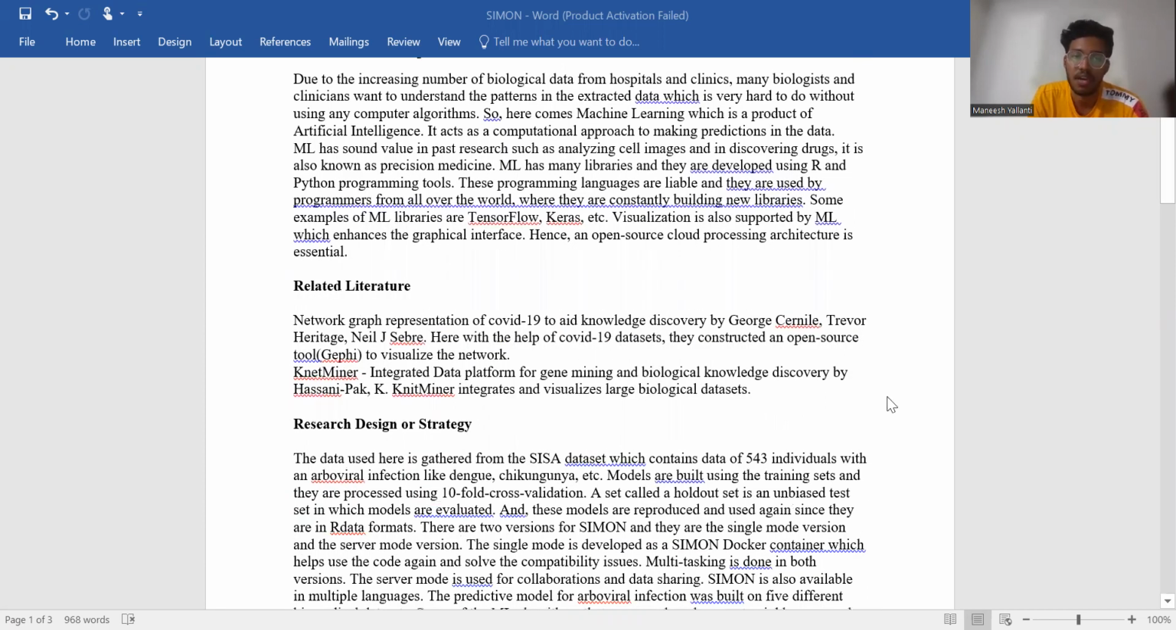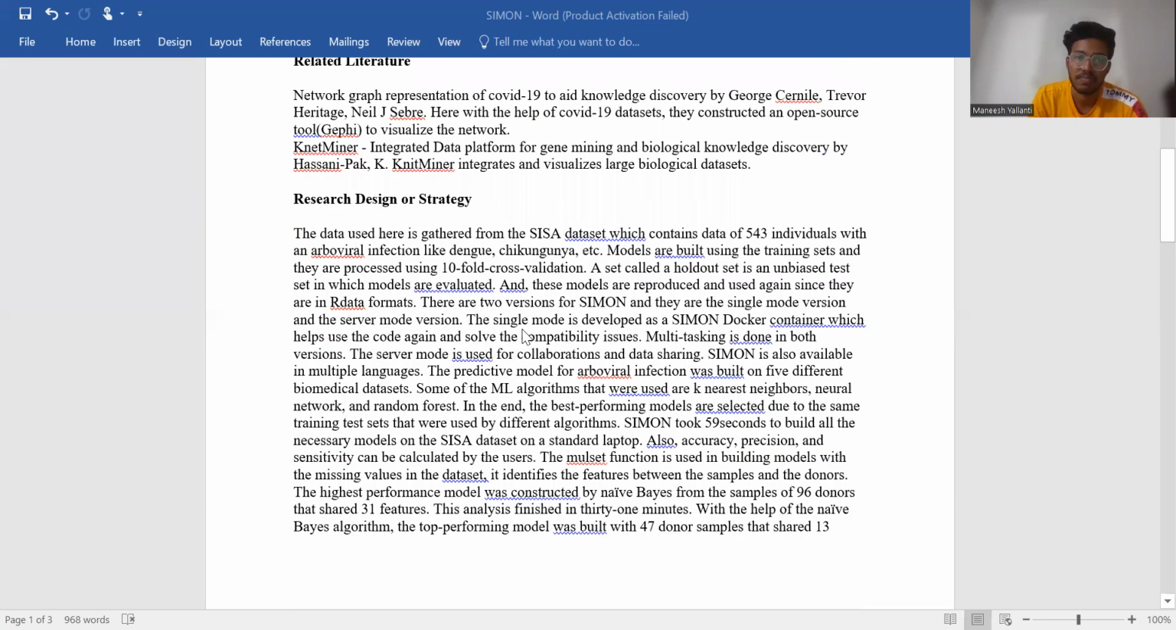Related literature. Network graph representation of COVID-19 to aid knowledge discovery by George Kernel, Trevor Heritage, Neil J. Sebre. Here, with the help of COVID-19 data science, they consider an open source tool called Gephi to visualize the network. And NetMiner, integrated data platform for gene mining and biological knowledge discovery by Hassani Pakke. NetMiner integrates and visualizes large biological data sets.